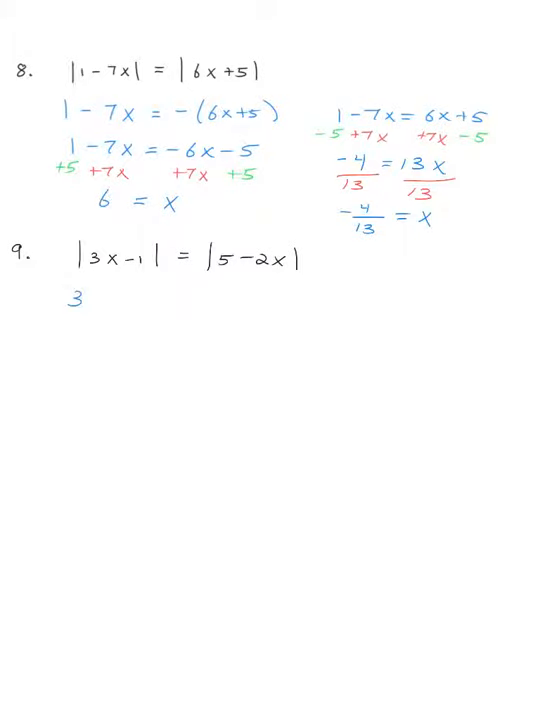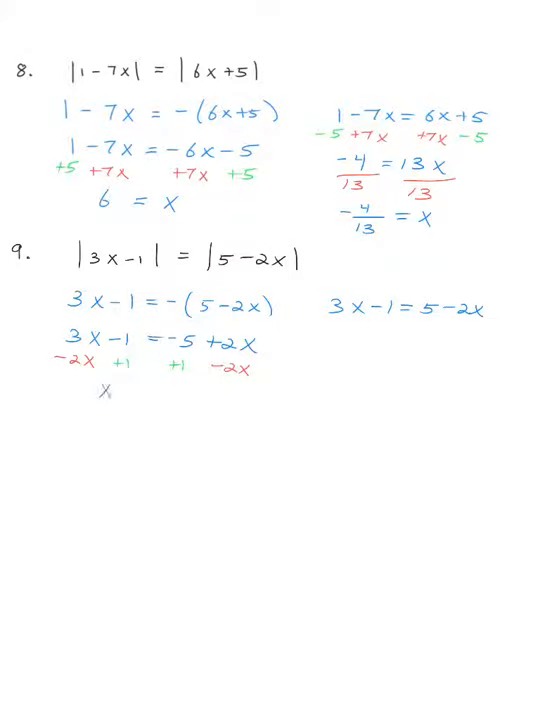All right, I'm going to let 3x minus 1 equal negative 5 minus 2x, but also 3x minus 1 equal to 5 minus 2x. On the left equation, I'll start by distributing the negative, which gives me 3x minus 1 is equal to negative 5 plus 2x. I'm going to subtract 2x from both sides and also add 1.